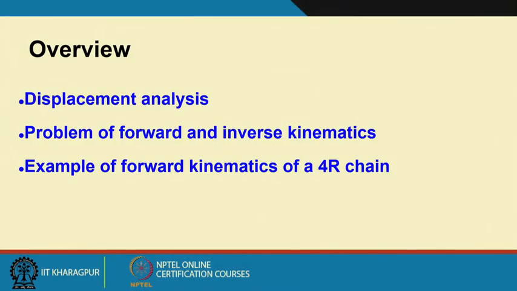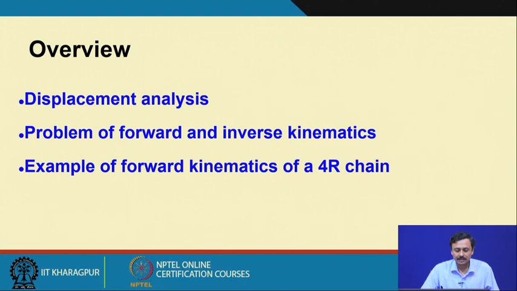So, in today's lecture, we are going to look at these issues. This problem is known as the displacement analysis problem. We are going to define and look at the problem of forward and inverse kinematics. So, displacement analysis has these two problems, forward kinematics and inverse kinematics, and we are going to restrict ourselves today to 4R chains, forward kinematics of a 4R chain.